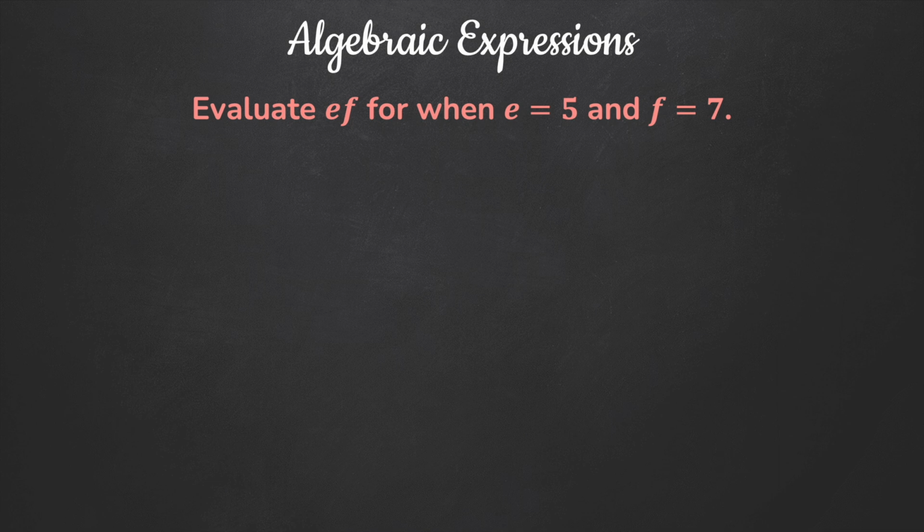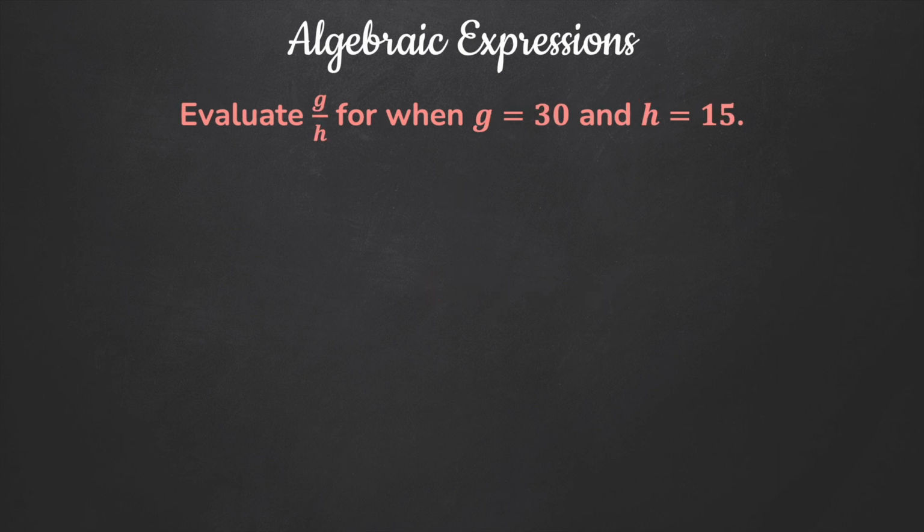Next, we have evaluate EF for when E is equal to 5 and F is equal to 7. Here, whenever we see two variables next to each other or a number next to a variable without any visible operation in between, it's going to be multiplication. So we know that E is equal to 5, so we're going to substitute E for 5. And we know that F is equal to 7, so we're going to substitute F for 7. And then we're going to go ahead and multiply. 5 times 7 is equal to 35.